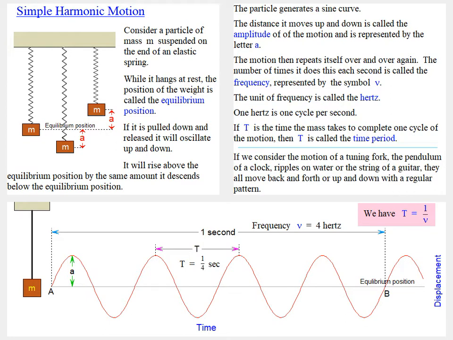If we also consider the motion of a tuning fork, the pendulum of a clock, ripples on water, or the string of a guitar, they all move back and forth or up and down with a regular pattern. These also form sine curves.